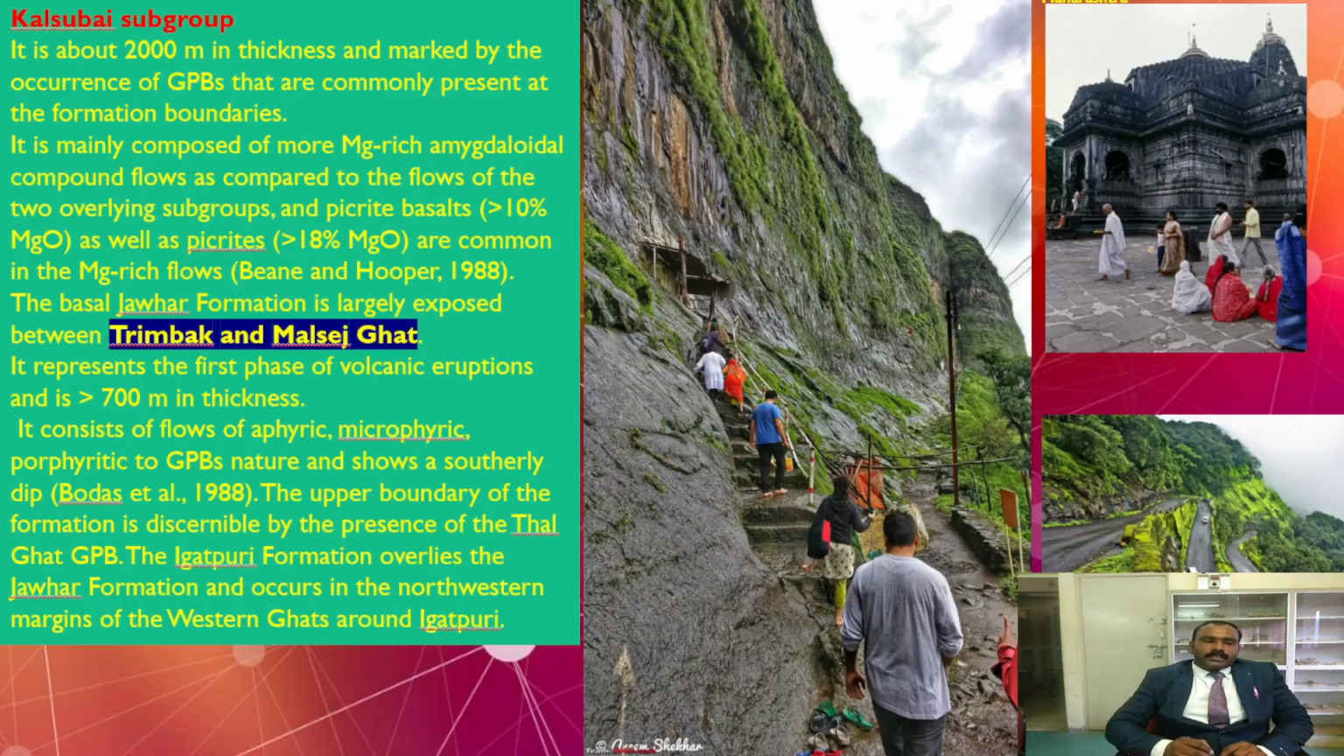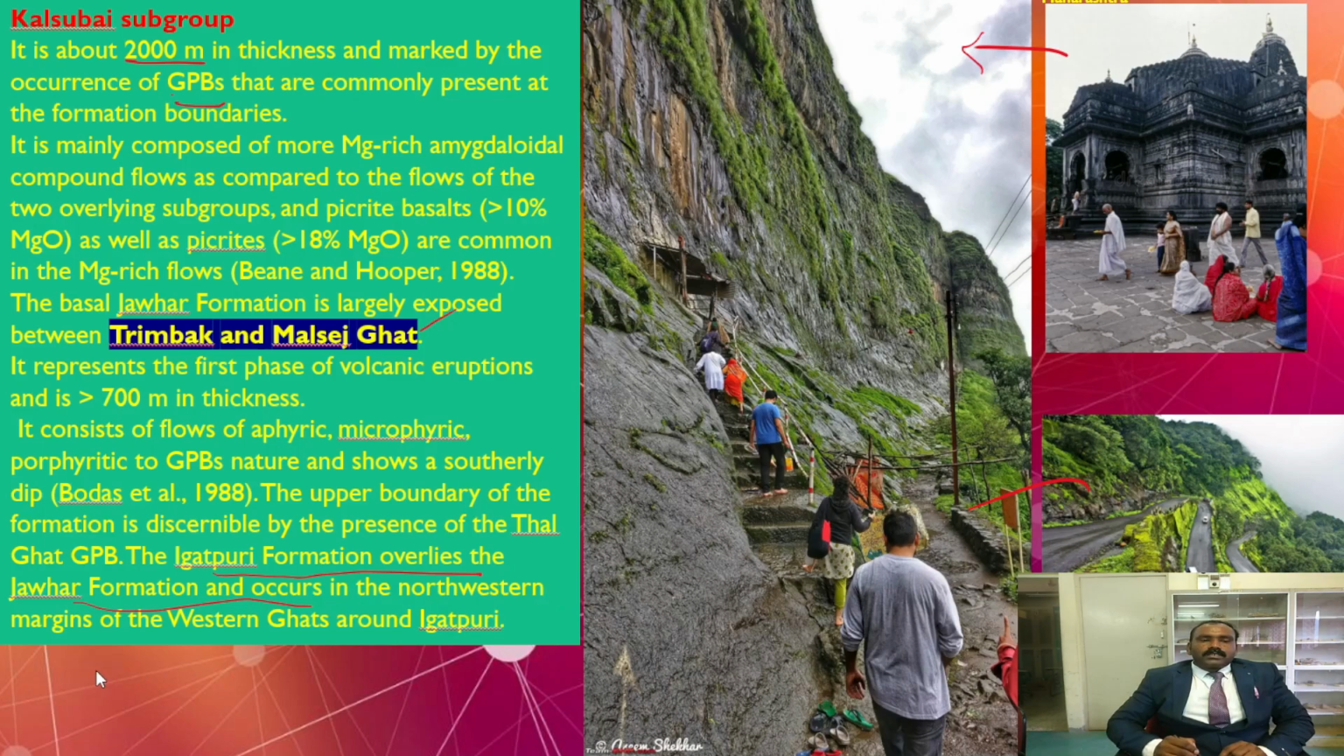Coming to the individual formations, the Kalsubai is supposed to be 2000 meters thick and is marked by the occurrence of GPBs, that is, giant plagioclase basalts, which are commonly present in the formations of the different kinds of boundaries, and which show more than 80% of magnesium oxide, manganese-rich flows, also occurring in the Trimbak and Malsej Ghat. This is a most important formation, the Trimbakeshwar formation, which is one of the Jyotirlingas, and here we may have different kinds of Malsej Ghat. The giant plagioclase basalt, which is the most important, also occurs in the Igatpuri formation and overlies the Jawahar formation, and occurs in the northwestern margins of the Western Ghats in Igatpuri.